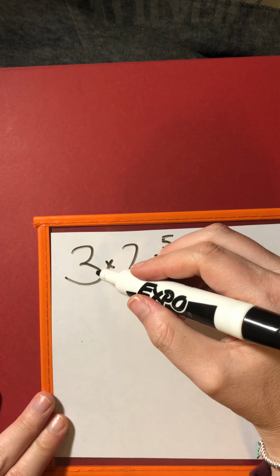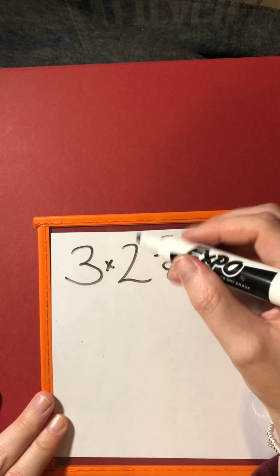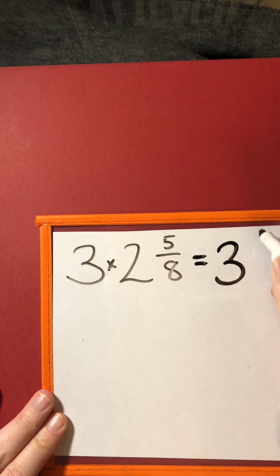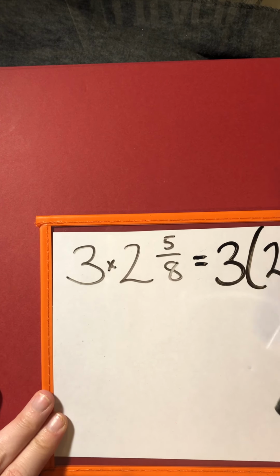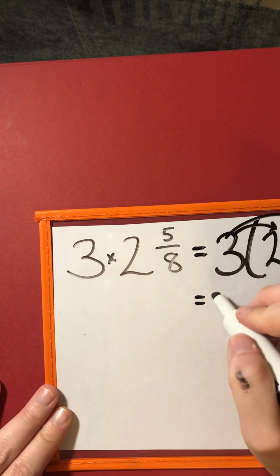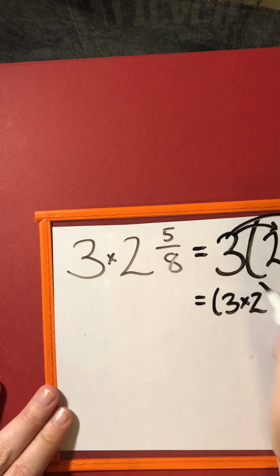So this 3 is going to be distributed to the 2, and then it's going to be distributed to the 5/8. So it will be 3 times 2, and that needs to be a plus sign, plus 5/8. So I'm going to multiply these two, and then I'm going to multiply these two, and I'm going to add them together.